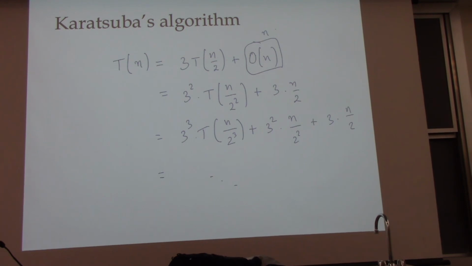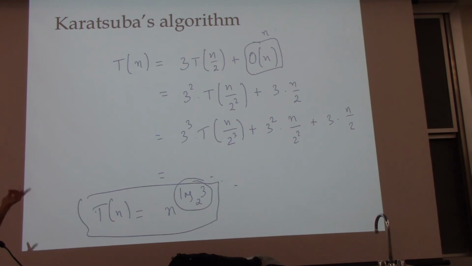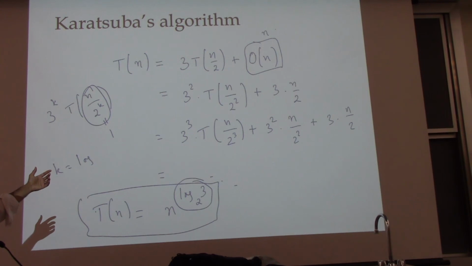And if you observe, this thing solves to T of n equals n to the log 3 to the base 2. This number is weird, but it's better than n squared. The reason for this is that after k steps, essentially you will get 3 to the k times T of n by 2 to the k. You want this quantity to be 1, which means k has to be log n to the base 2.